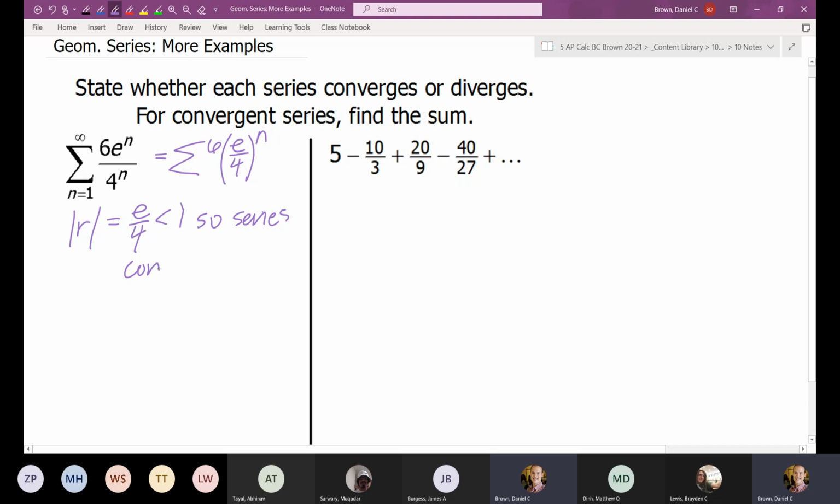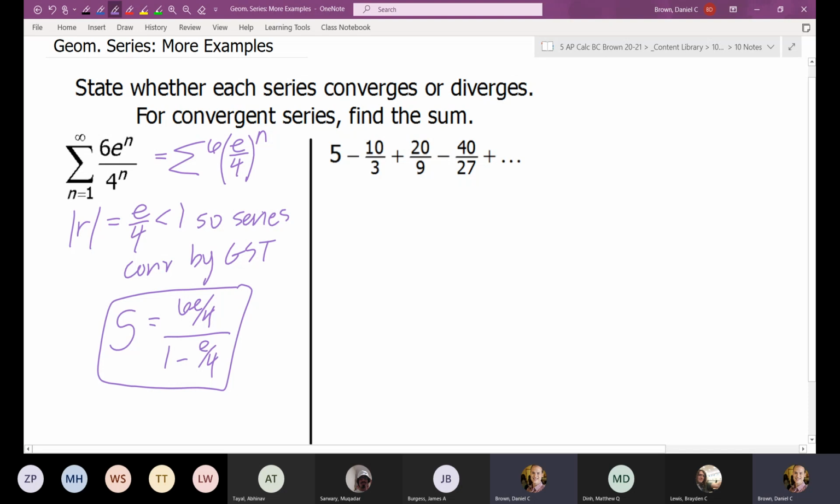So the series converges by the geometric series test. If I want to find the overall sum again, I want to find the first term, so when n is equal to 1, divided by 1 minus the r. So again, that series does converge. What does it converge to? It converges to that number. That is the sum.